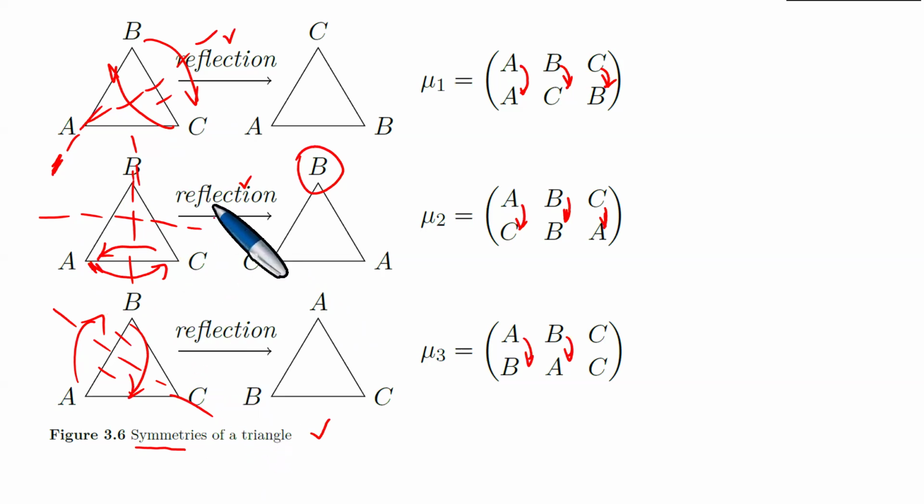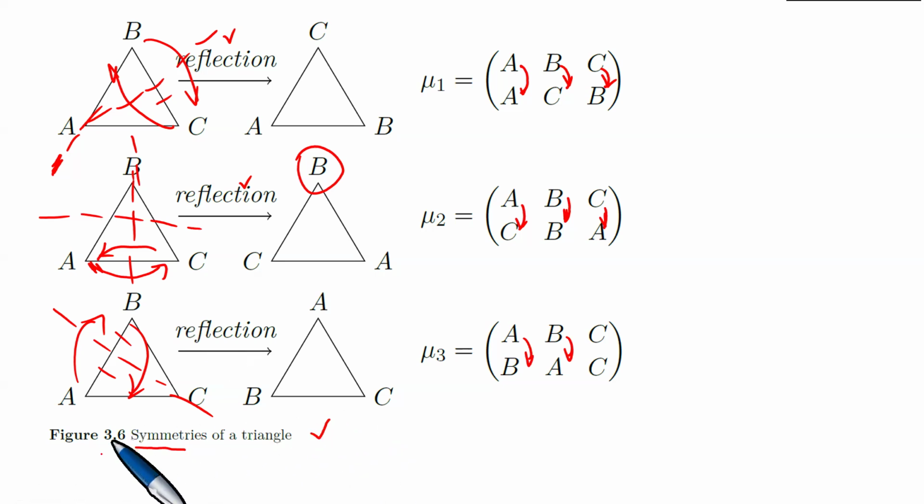So it's not a symmetry, because it's producing an image that does not preserve the actual shape, that does not make the image appear as the original triangle. So you don't have preservation of the distances there. Okay, we continue.